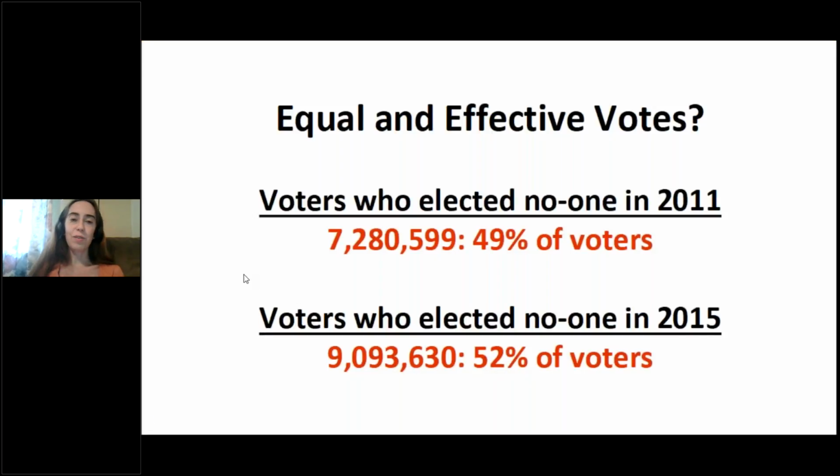And here are those numbers that I was talking about, people who cast ballots and didn't elect anybody, and these are federal numbers. But it's actually pretty common for about half of the votes to not elect anybody in Canada. It seems to range from 49 to 52% of people electing nobody each election.